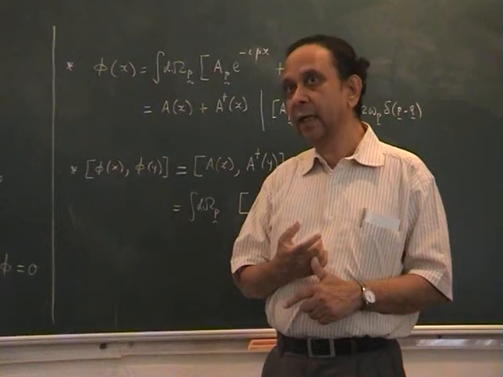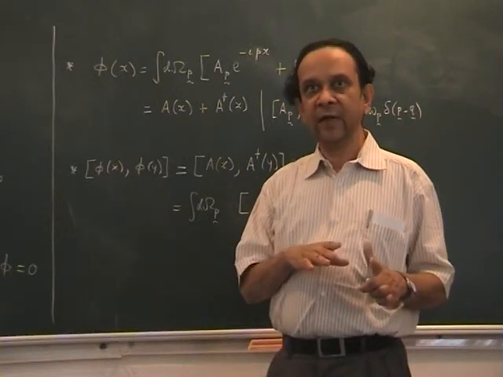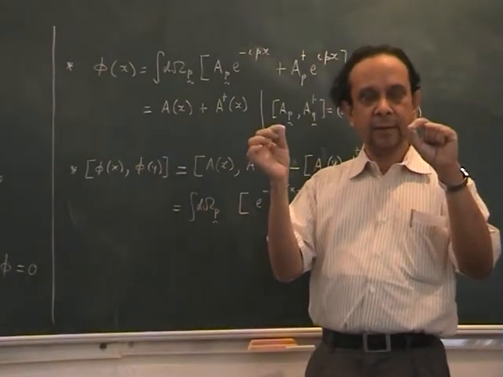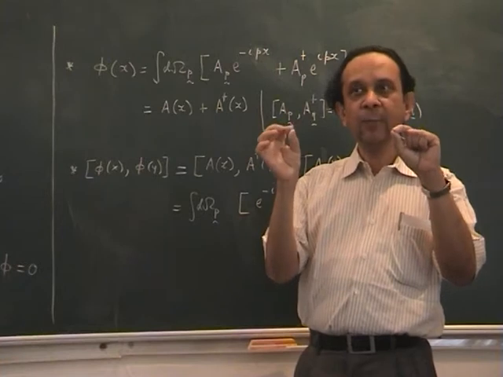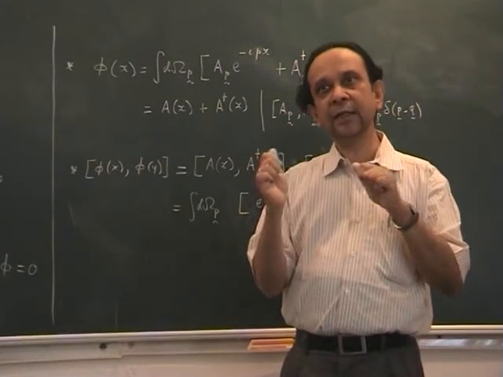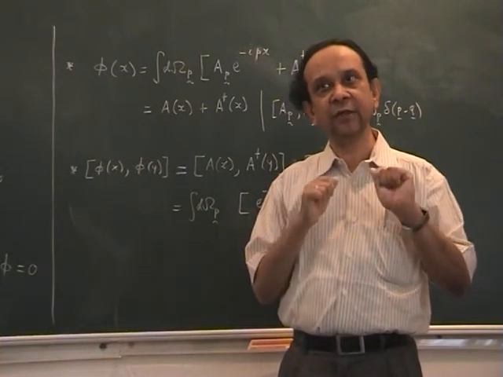Why do we need that? Because if that is not the case, causality will go for a toss. When x and y are related by a space-like interval, the time ordering has no definite meaning. You can have x naught greater than y naught in one Lorentz frame, and in another Lorentz frame, x naught will be less than y naught.